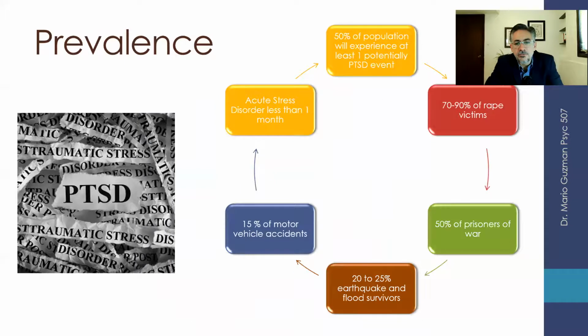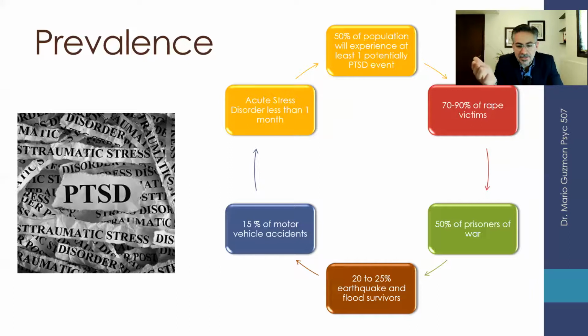All right, so what's the prevalence? 50% of population will experience at least one potential PTSD event. What does this mean? It means that traumatic events are part of our daily life, okay? They are part of our daily life. But it is important to have in mind that not all people are gonna develop PTSD. Most people are gonna overcome these potentially traumatic events in their lives, okay?